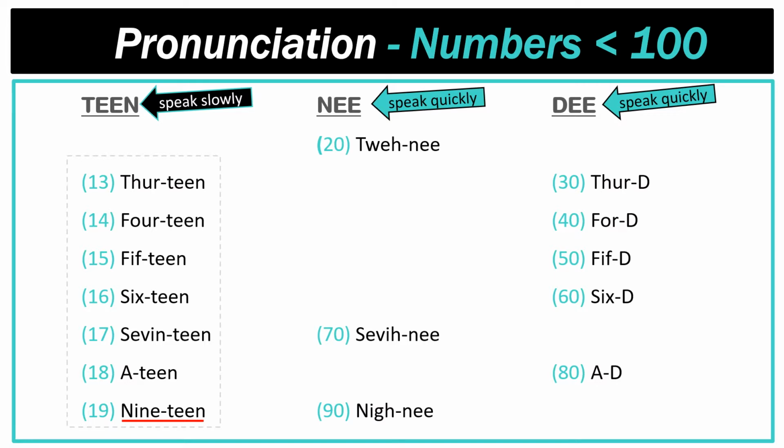Now let's move on to the knees. We say these much quicker. And again, you can listen and repeat. 20, 70, 90. Notice how we say those much quicker than the teens. And we also say the Ds quicker. Please repeat after me. 30, 40, 50, 60, 80.